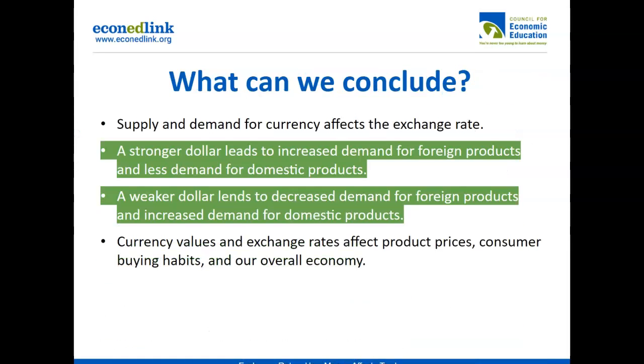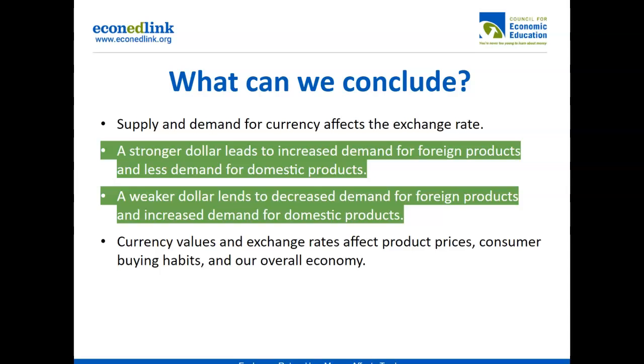So what can we conclude? And I think this is the most important part of this whole presentation, to be perfectly honest. Supply and demand for currency does affect the exchange rate. It is going to change on nearly a daily basis. A stronger dollar leads to increased demand for foreign products and less demand for domestic products. As we have already talked about, the US has a trade deficit, and part of the reason for that is because we have had a fairly strong dollar. And so we have a high demand for foreign products and less demand for products that are made domestically.